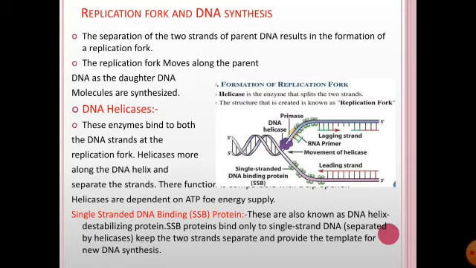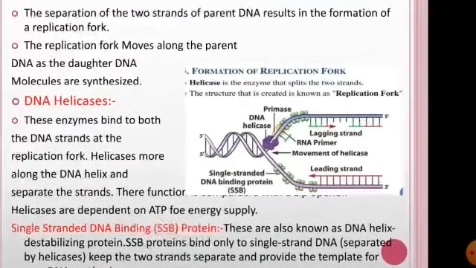Next, the replication fork and DNA synthesis. The separation of the two DNA strands of the parental DNA results in the formation of the replication fork. The replication fork moves along the parent DNA and the daughter DNA molecules are synthesized. With the help of these replication bubbles forming and DNA strands stabilizing, RNA primers bind at one end 5' to 3' and the second 3' to 5'. One runs towards the replication fork and one runs away from the replication fork.